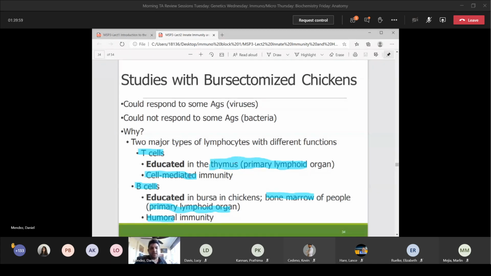So T cells are cell-mediated, which means they actually destroy other cells. And then B cells are humoral. Humoral just means antibodies. So our B cells are creating our antibodies, and our T cells are the ones actually initiating cell death. So the T cells are the killing ones, and the B cells are the ones creating our antibodies.